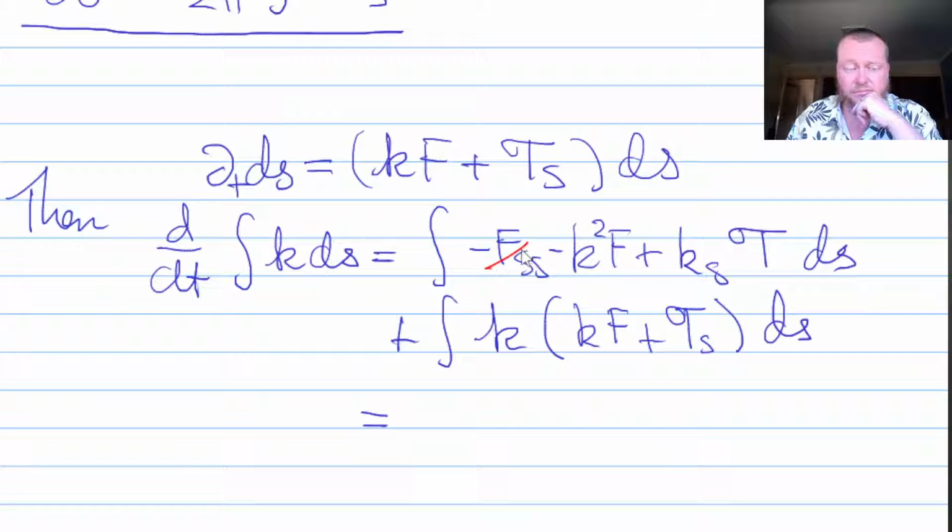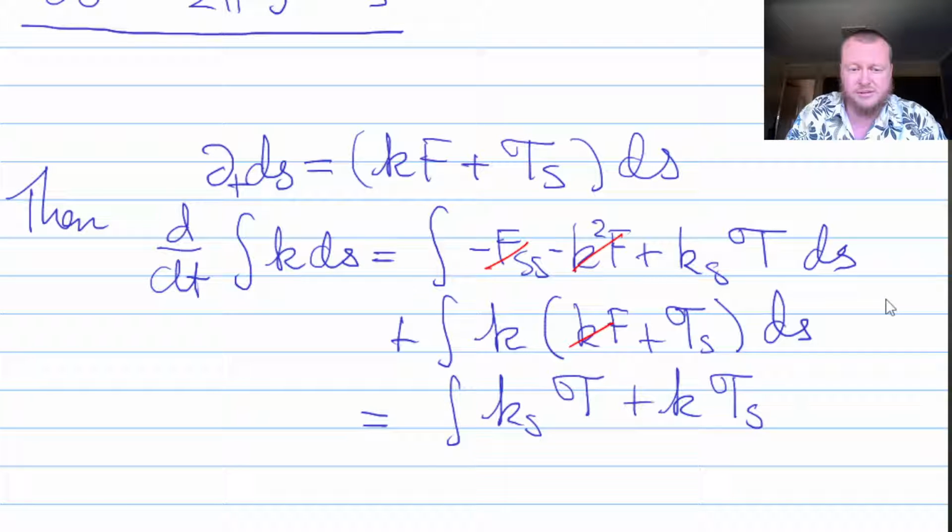Okay, what about the rest? Well, kf times k is k squared f. It cancels with this k squared f. Cool beans. And then you're left with kst and kts. Well, they're not the same.